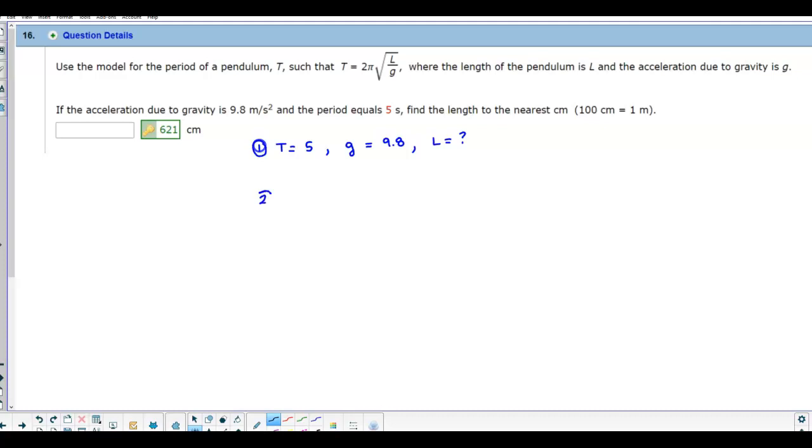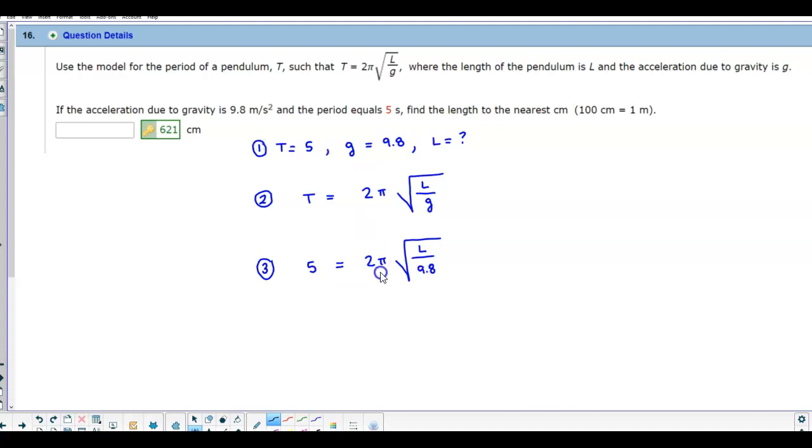So we're going to use our formula. We have T, which is equal to 2 pi times the square root of L divided by g. So let's plug in the known values. We know that T represents 5, and that's equal to 2 pi times the square root of L all over 9.8.